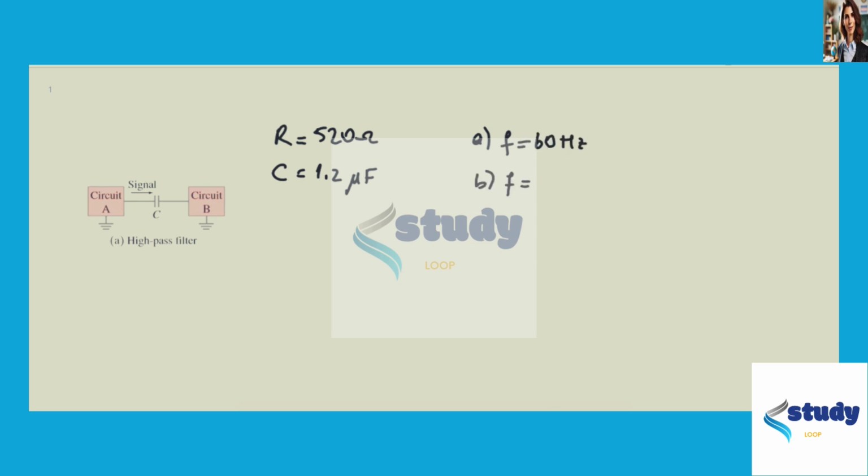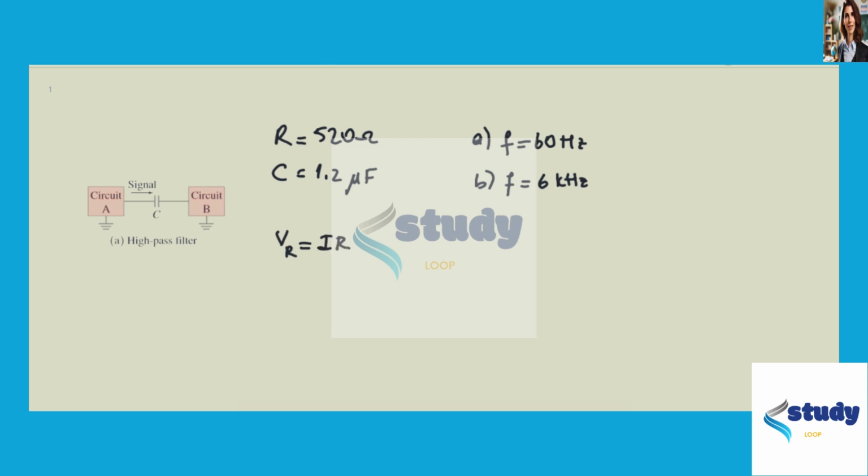So we have two different frequencies that we're going to check, whether or not this capacitor is attenuating a certain frequency or not. Now, in order to check this, we need to figure out the voltage drop across the resistor, right? So the voltage drop across the resistor is the current times the resistance.